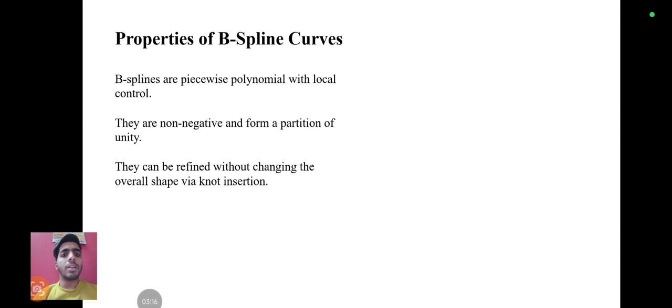Properties of B-spline curves. B-splines are piecewise polynomial with local control. They are non-negative and form a partition of unity. They can be refined without changing the overall shape via knot insertion.